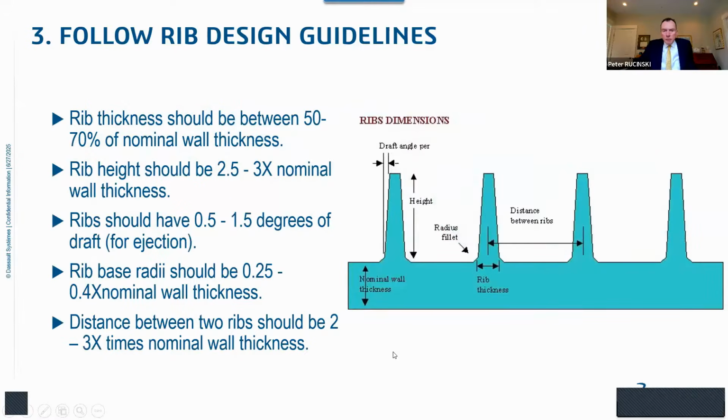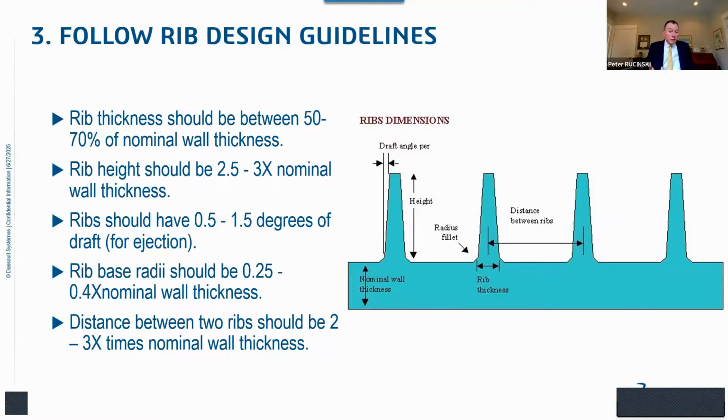So the simple rule of thumb rib design guidelines. Number one, the base of your ribs should be somewhere around 50 to 70% of your nominal wall thickness. I showed you how we went from 100% down to 50%, and we make the sink marks practically disappear. Rib height, 2.5 to 3 times your nominal wall thickness.